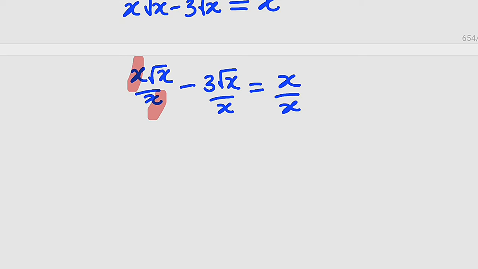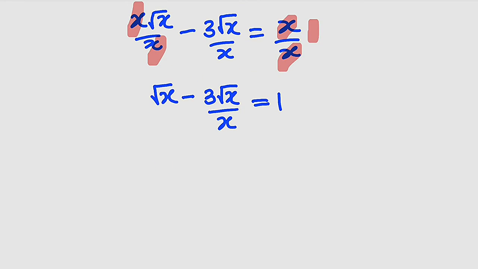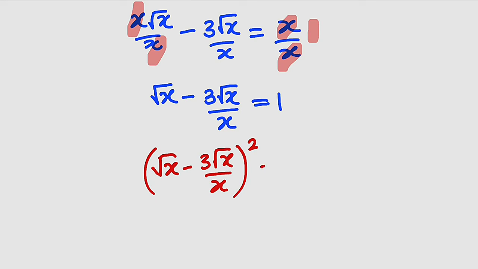This x will cancel this x, and this will cancel this, giving us 1, right? So we can write this equation as square root of x minus 3 root x divided by x equal to 1. Now let us square both sides. You take this, you square it, and you have to square the other side.